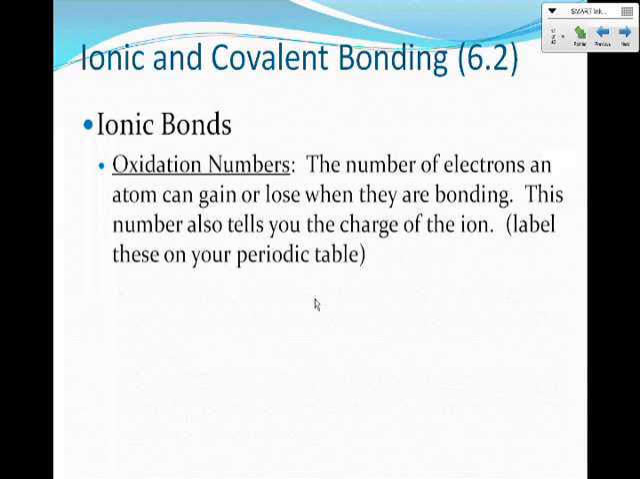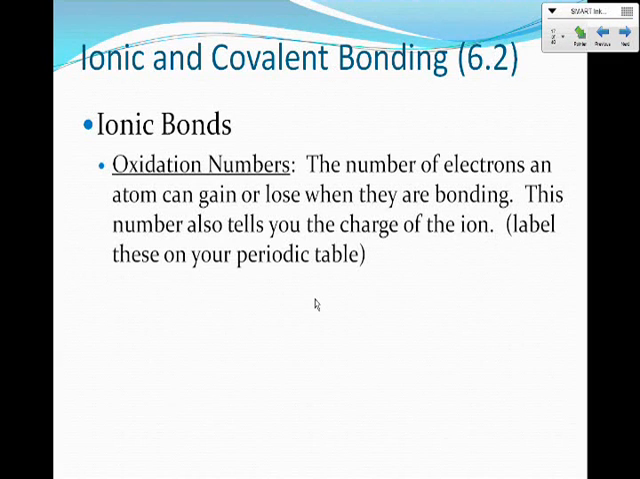Now, let's talk about oxidation numbers. Oxidation numbers are the numbers of electrons an atom can gain or lose when they are bonding. So if you'll think back to our sodium and chlorine example, sodium can lose 1 electron, so it's going to give it an oxidation number of +1. Chlorine can gain an electron, so it's going to give it an oxidation number of -1. And so these oxidation numbers also tell you the charge of the ion.